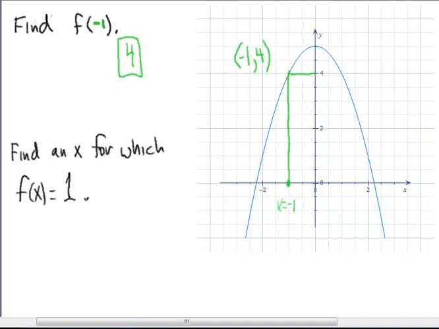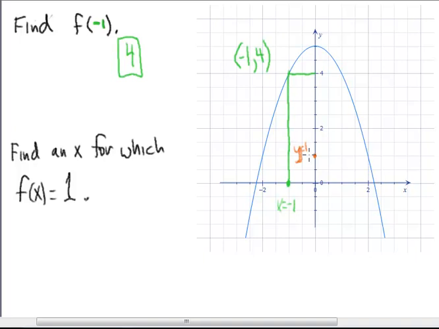Now let's try doing it in a different direction. Find an x for which f of x equals 1. So now you're trying to find an output of 1. Output is the y-axis. So along the y-axis, here's 0 and here's 2. So right there would be the value of y equals 1.